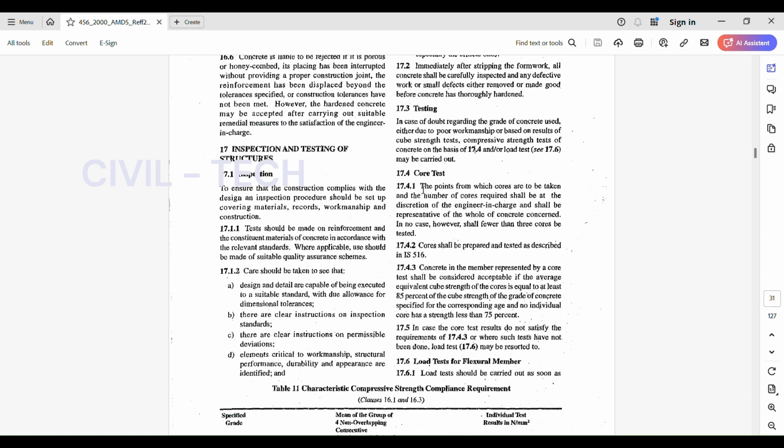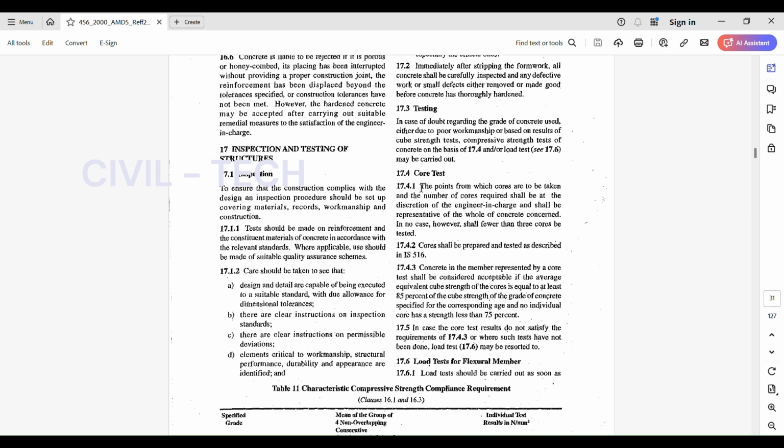In the core test, the points from which cores are to be taken and the number of cores required shall be at the discretion of the engineer in charge and shall be representative of the whole of concrete concerned. In no case, however, shall fewer than 3 cores be tested.